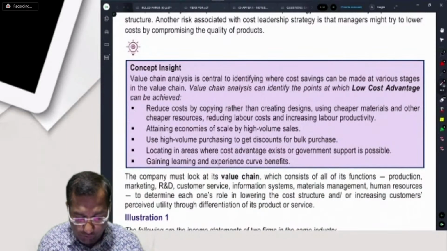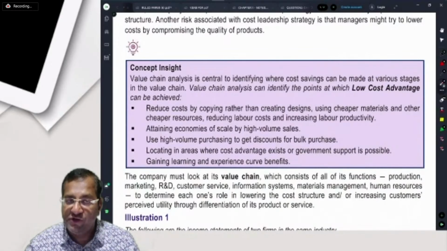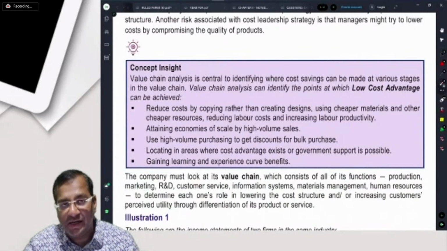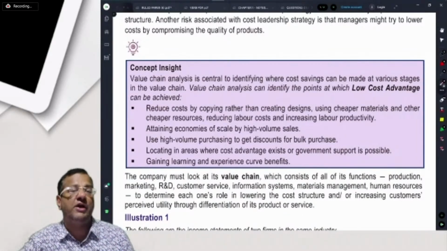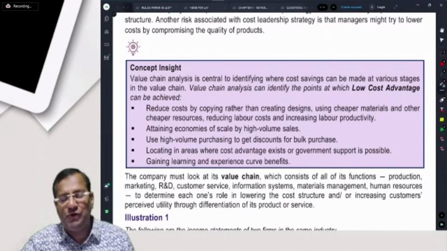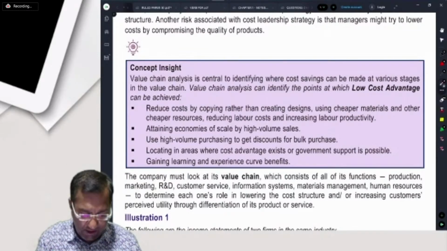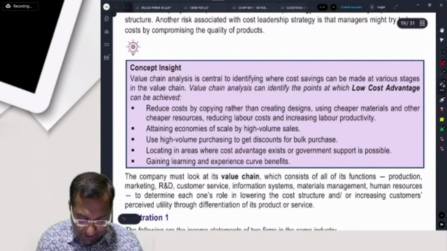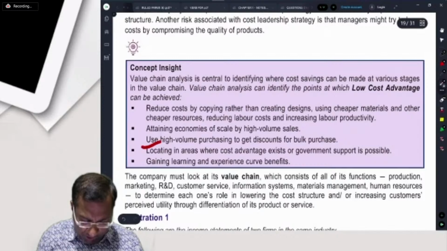A company can reduce the cost by copying rather than creating or designing the product, because designing or creating the product requires R&D, and not all the R&D will be successful. So if you want to enjoy the low cost advantage, you can copy the existing design, somewhat modify it due to the patent restriction, and thereafter implement it in your product. Use a cheaper material, not cheap quality material. Use cheaper material and other cheaper resources, reducing labor cost and increasing labor productivity. Use high volume purchasing to get discounts for bulk purchases.